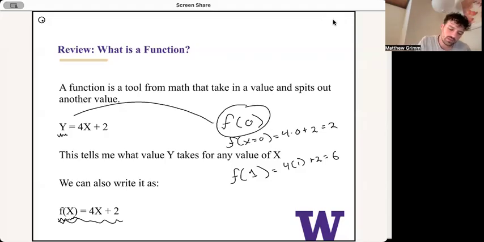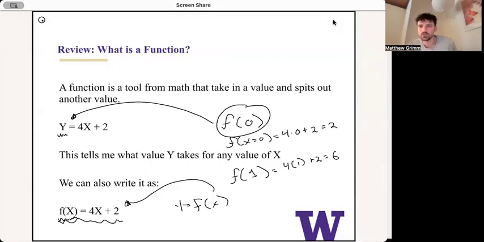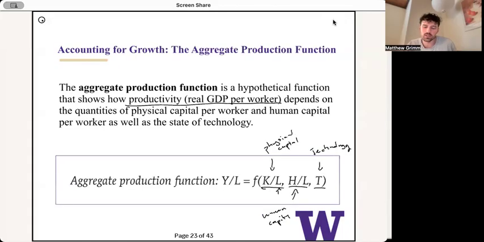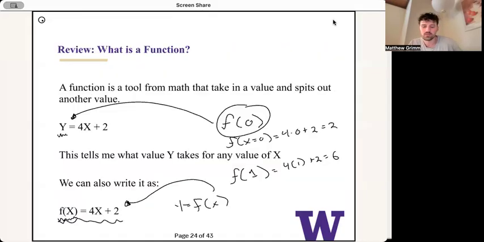So this f takes the place of this y. We say y equals f of x, and then f of x is defined by this relationship right here. That's the same thing that we're doing with this production function. We'll say Y over L equals f of, and then we'll just plug in numbers. So maybe this is 1, 2, and 0, right? And that's going to spit out a number for us.